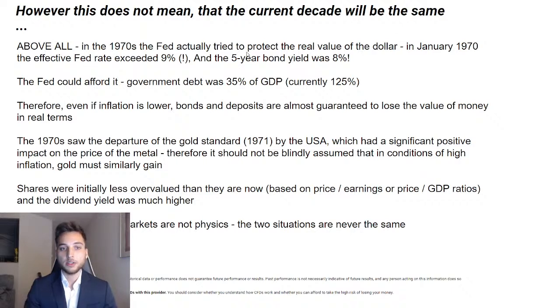Above all, in the 70s, the Fed actually tried to protect the real value of the dollar. In January 1970, the effective Fed rate exceeded 9%. And the 5-year bond yield was 8%. The Fed could afford it. Government debt was 35% of GDP, while currently it is 125%. Therefore, even if inflation is lower, bonds and deposits are almost guaranteed to lose the value of money in real terms.